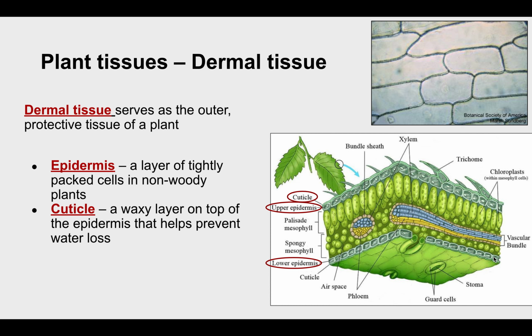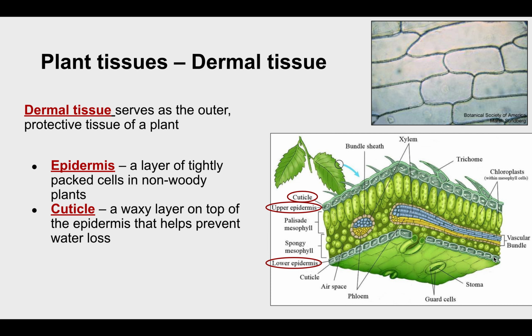If we think about dermal tissues, often we'll be talking about the epidermis. And so the epidermis is very specifically that one layer of cells on the tops and the bottoms of the leaves, and that one layer of cells that totally surround the stems and totally surround the roots. Right? Typically only one layer thick here.